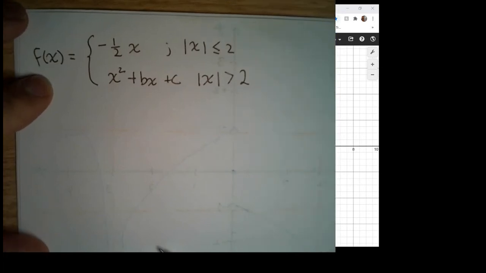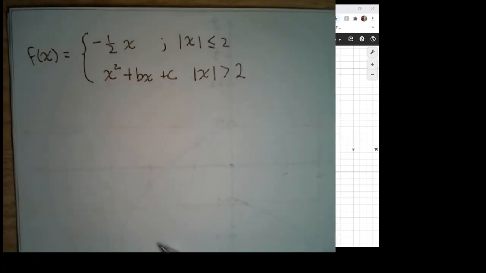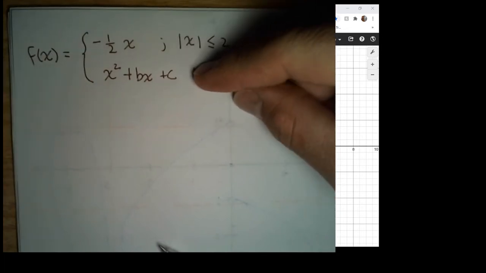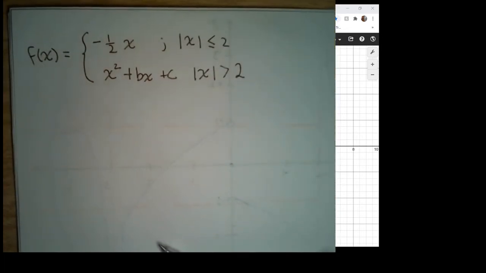Okay, so I'd like to go over this problem here where it asks to find b and c that makes this function continuous. Right now, one thing is we have a line and a parabola, right? Each of those individually is continuous everywhere, right? But now we have this piecewise function, right?